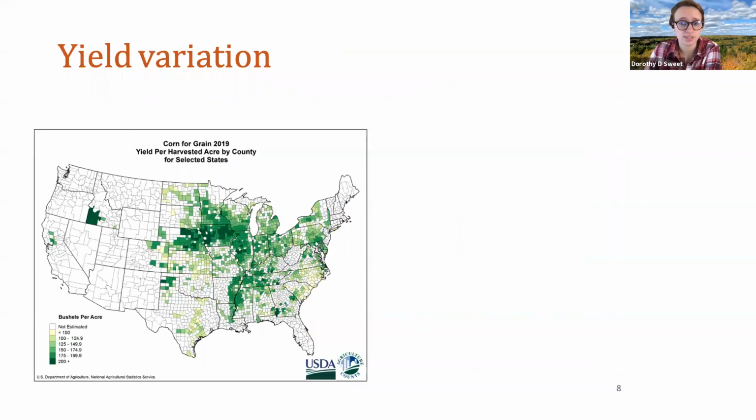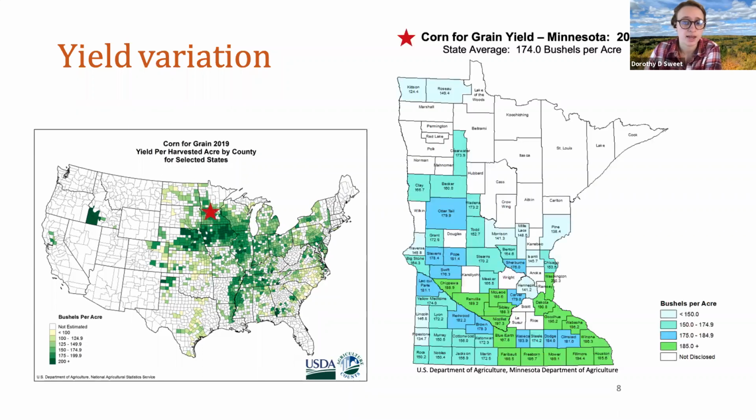So even with all of these improvements, there is a lot of variability in corn yield across the United States. And in this map, the darker colors show higher average yields in those counties. But we're in Minnesota, so let's focus on just Minnesota. As you can see, there's still quite a bit of variability in Minnesota as well, from below 150 bushels per acre to a high of 185 plus bushels per acre. And most of the best yielding counties are in the southeast portion of the state, as we would expect.